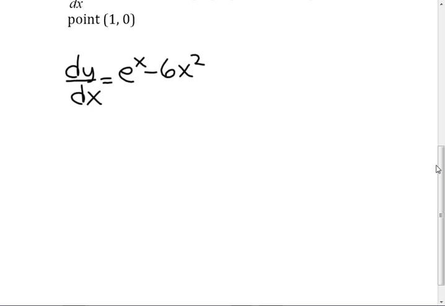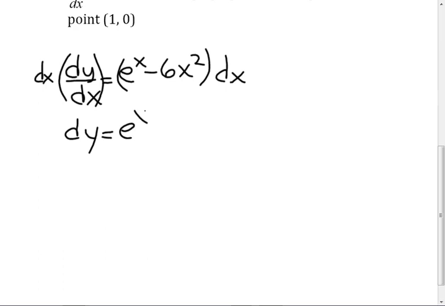Okay, guys, we've got to get through this. Multiply by dx. You should be doing this with me. So dy equals e to the x minus 6x squared dx. Just watching is not going to work, as some of you are finding out. Math gets a lot harder in college, so get your good work habits here.